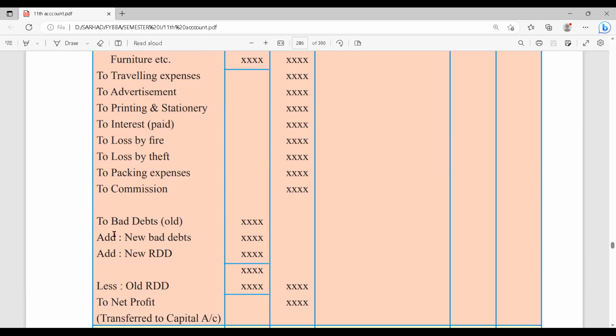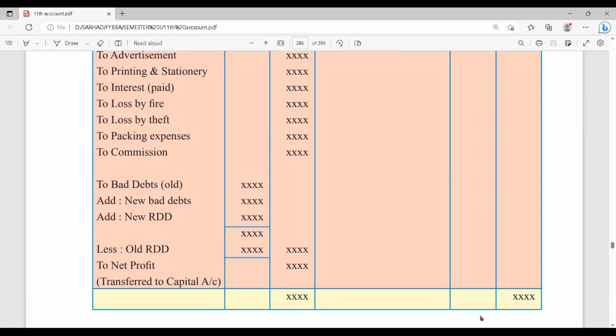Then bad debts: old bad debts, if any, in the trial balance, you have to take on the debit side. Add new bad debts, add new RDD, less old RDD. Whatever will be the balancing figure of bad debts, that will be recorded in the outer column. After calculating the credit side total, that is the income side total, for any side, whichever total is greater, you have to write that total on both the sides.